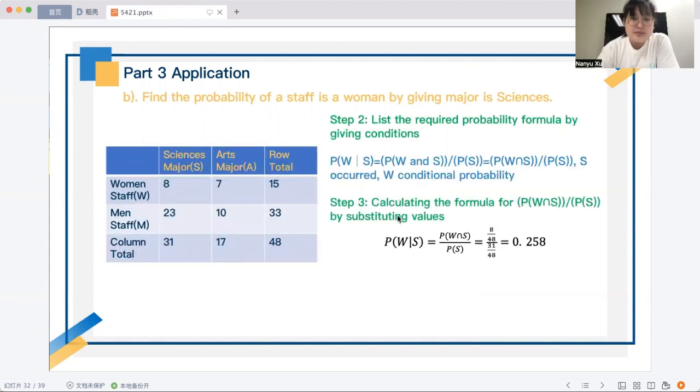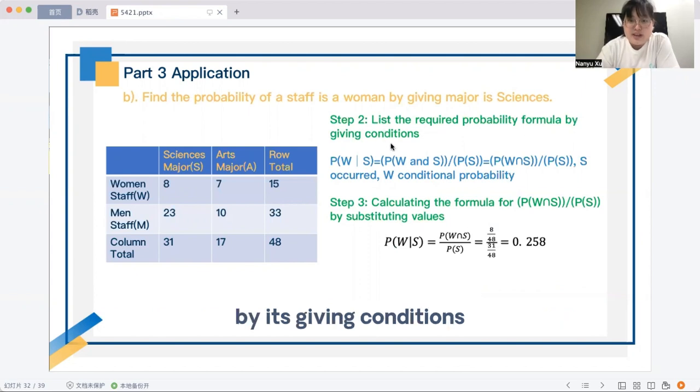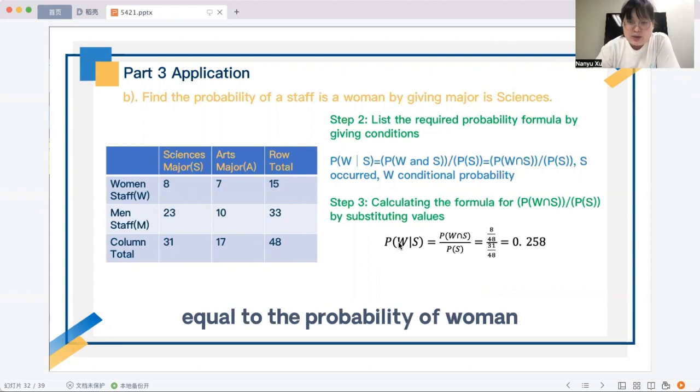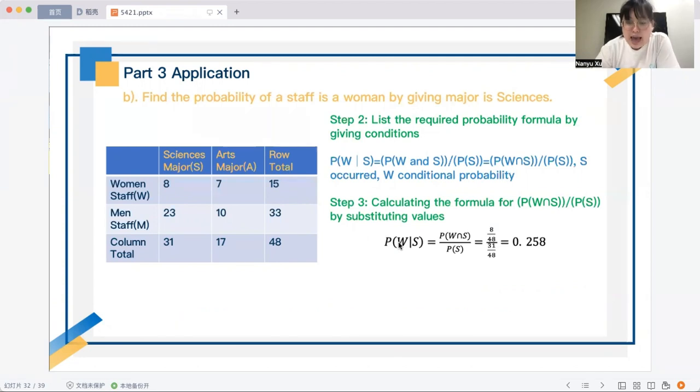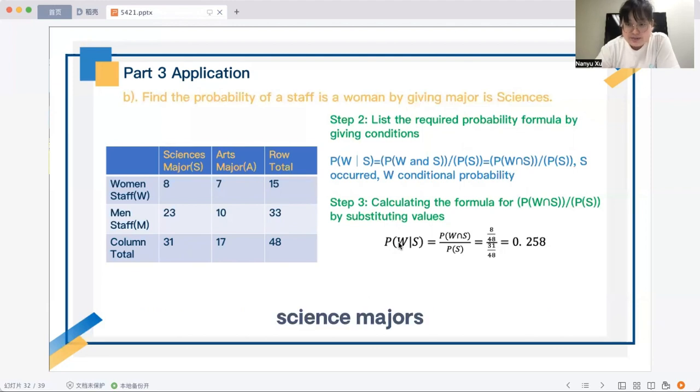So step 2, we list the required probability formula by the given conditions. And step 3, we calculate it. We have the probability of woman given science major equal to the probability of woman and science major divided by the probability of science major. We get 0.258.